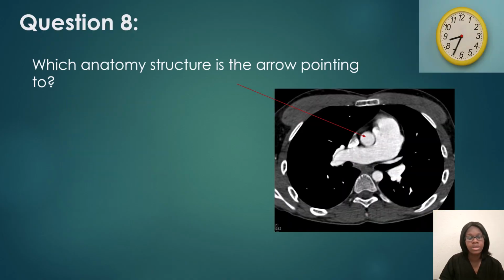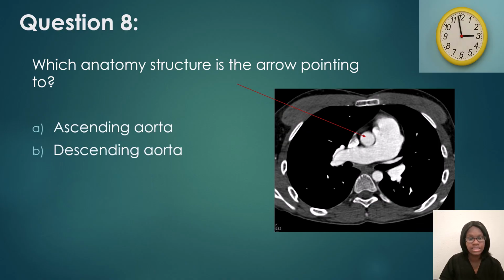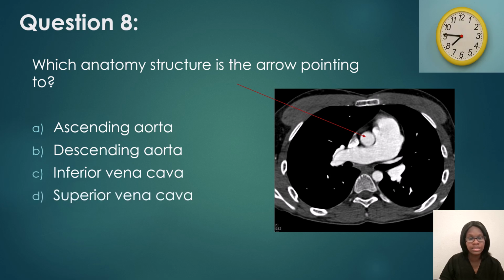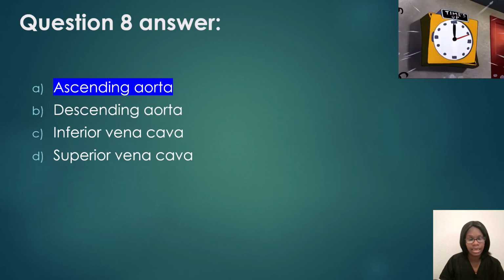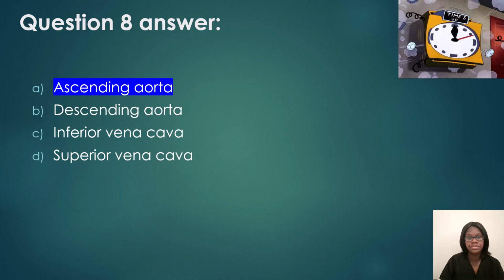Question 8. Which anatomy structure is the arrow pointing to? A, ascending aorta, B, descending aorta, C, inferior vena cava, D, superior vena cava. All right, the correct answer is A, ascending aorta.